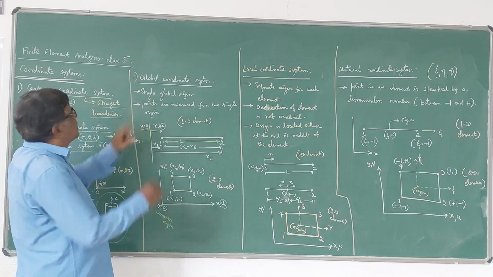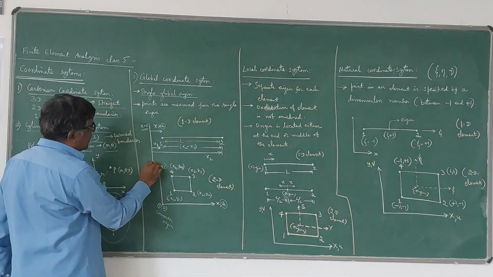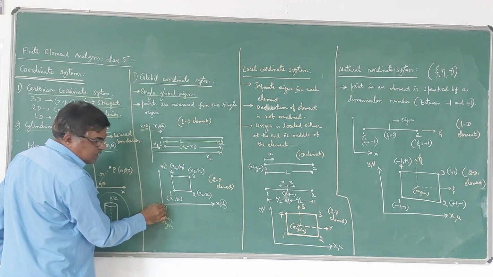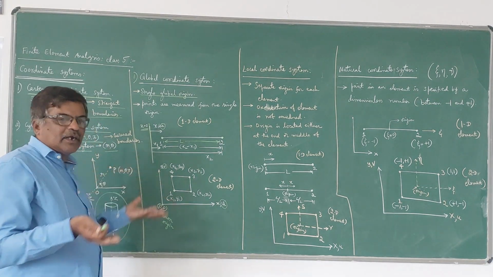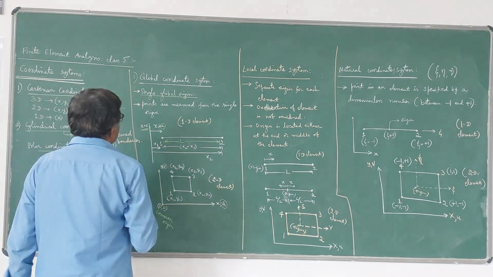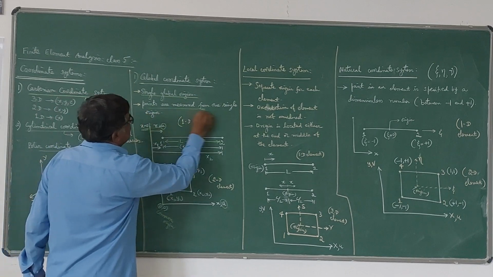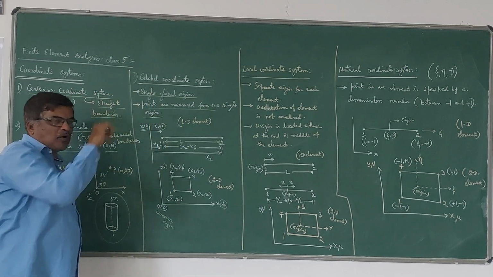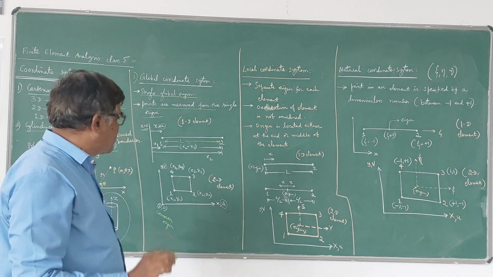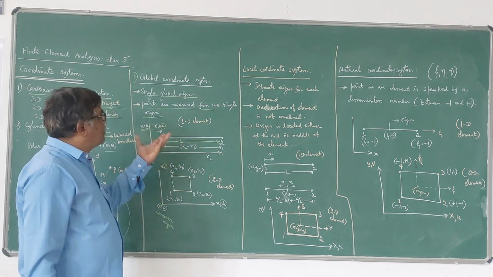So one thing is it has got only a single global origin. In this case, this is the single global origin. In this case also, this is the single global origin. In three-dimensional also, you can have a common origin. The second point is points are measured from the single origin. That means the coordinates of all the points are measured with respect to this single origin. Then we say that it is a global coordinate system.